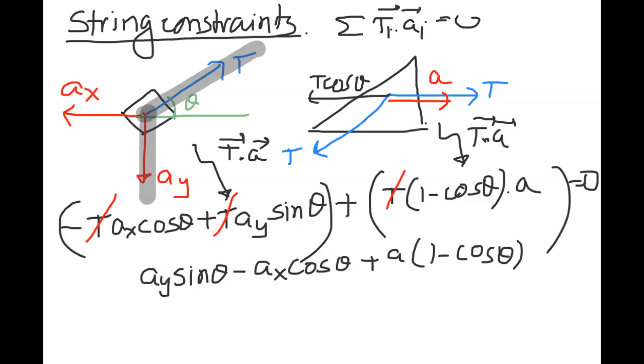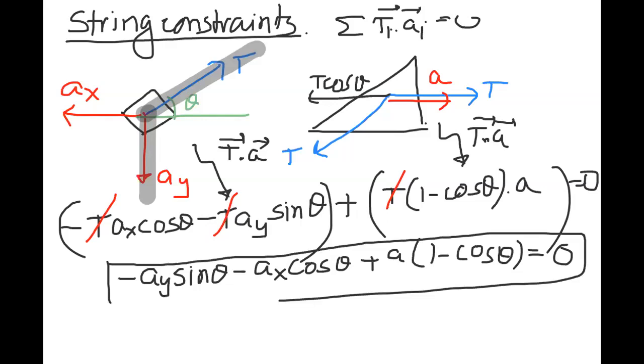Okay, minus, is equal to 0. Okay, this is one big equation that came for the string constraints.